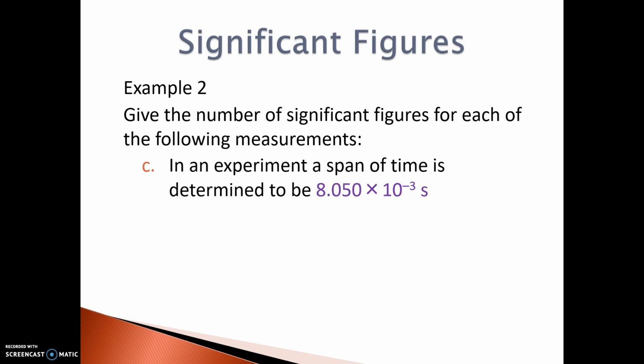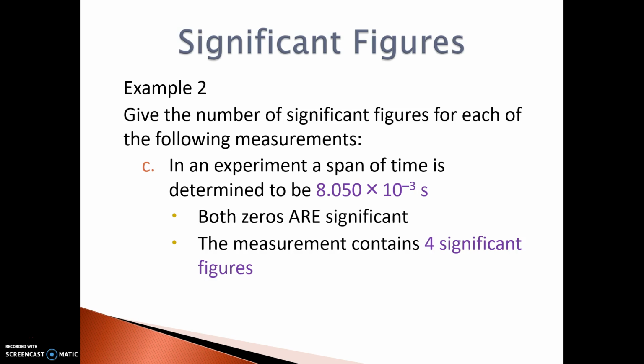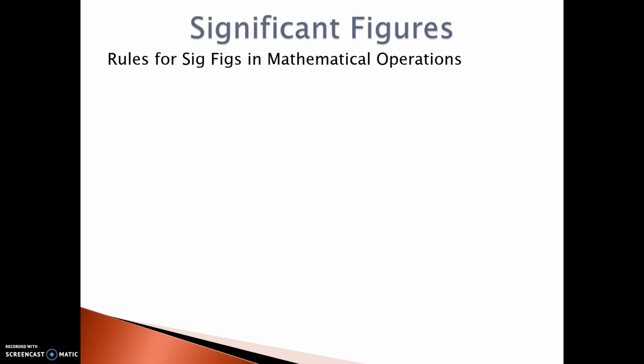And finally, in an experiment, a span of time is determined to be 8.050 times 10 to the negative third seconds. Both zeros are significant. The one is a captive 0 and the second is a trailing 0 in a number with a decimal. And the scientific notation does not affect the number of sig figs. So this measurement contains 4 significant figures.